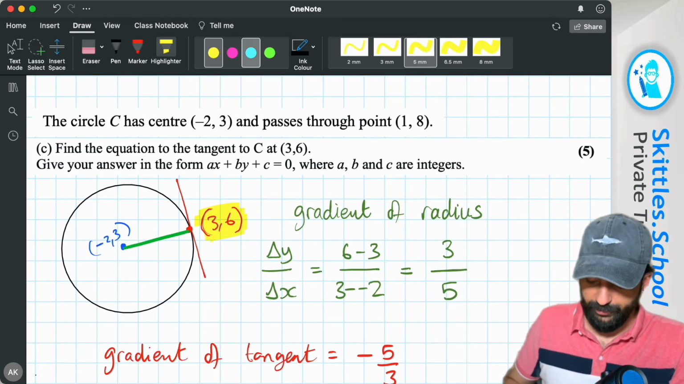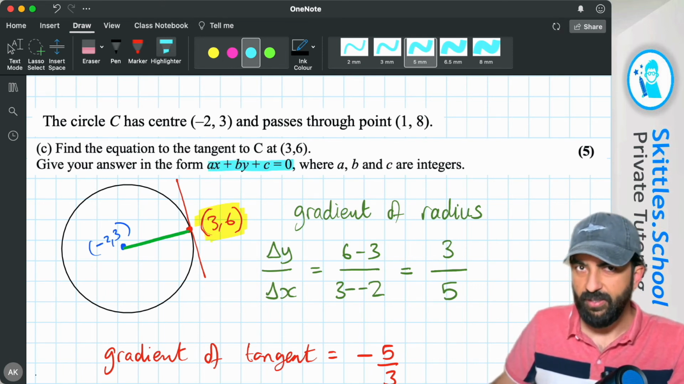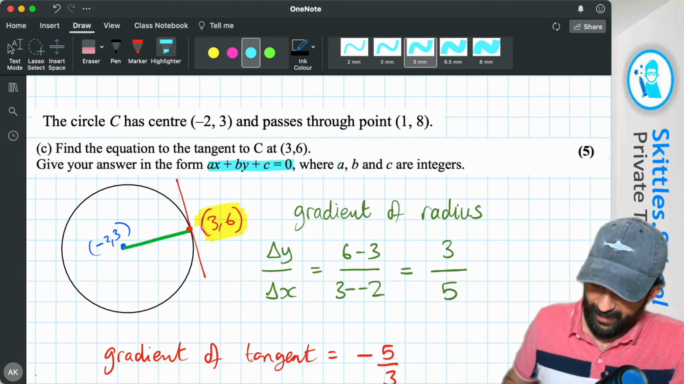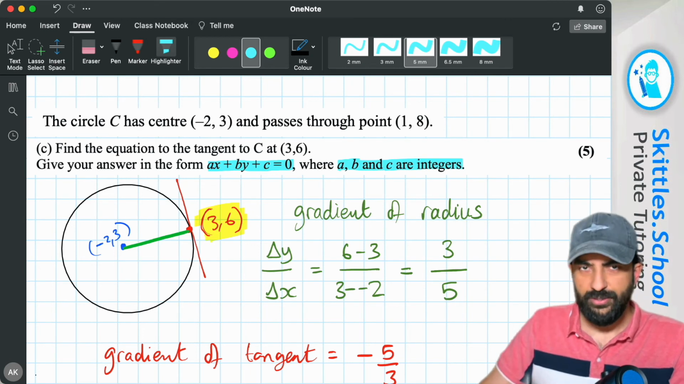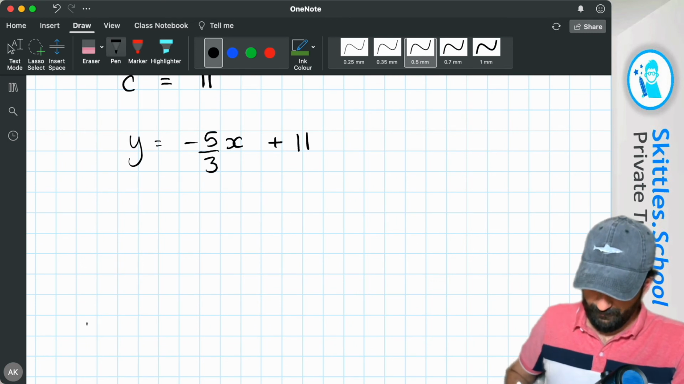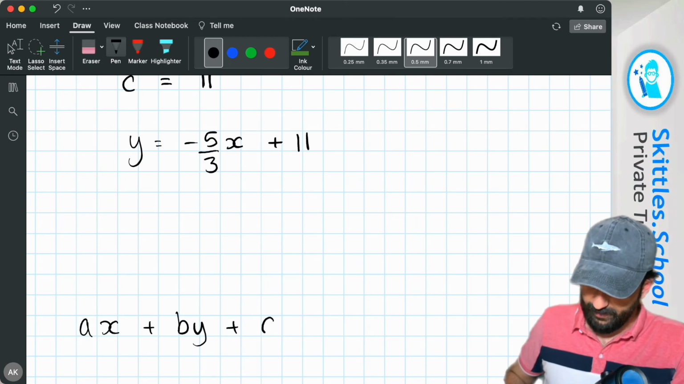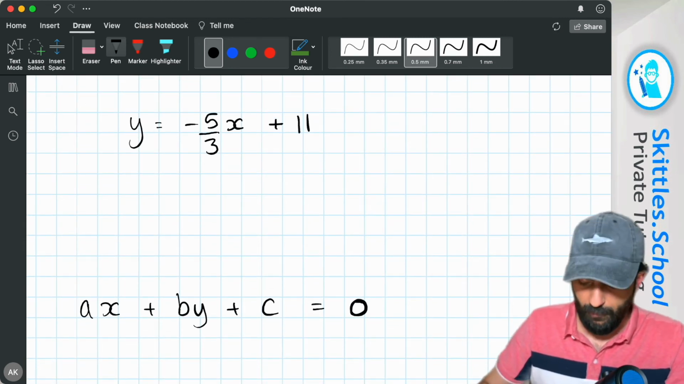The question wants it in this form: ax plus by plus c equals 0. And a, b, and c have to be integers. So let's put it in that form then. a, b, and c have to be integers. They've got to be whole numbers. So we can't have that fraction in front of x. So let's start by getting rid of that fraction.